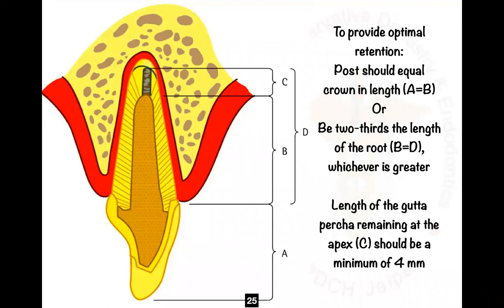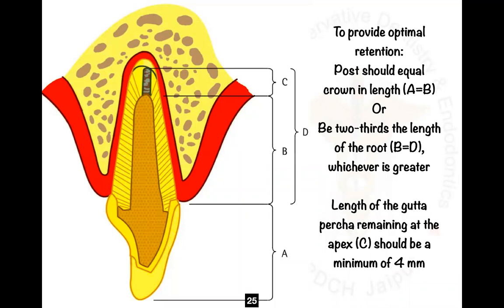Okay, depends on case to case. So one was saying कि crown, the length of the crown, जो उसकी actual length है crown की, your post can be actually the length of your crown also, or it can be 2/3 the length of the root, right? This diagram is very beautiful and very easy to understand. Please make sure you're drawing this in your exam.